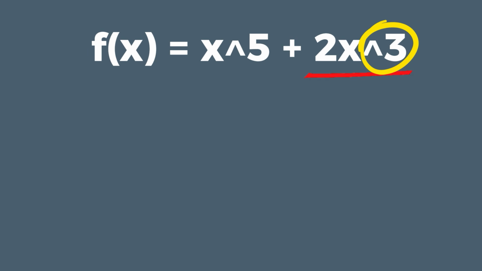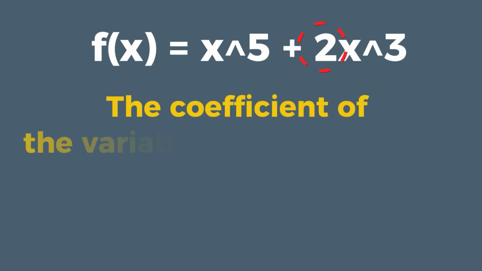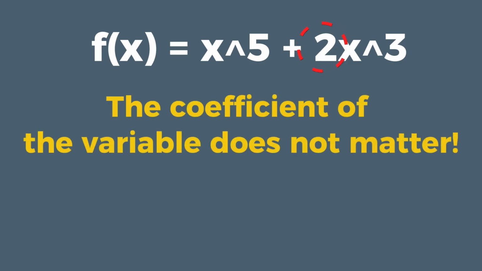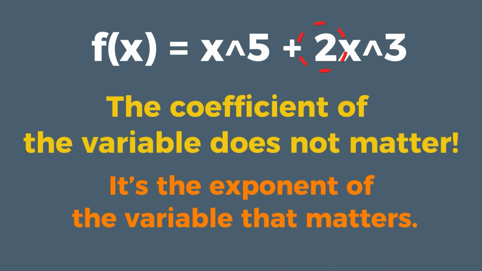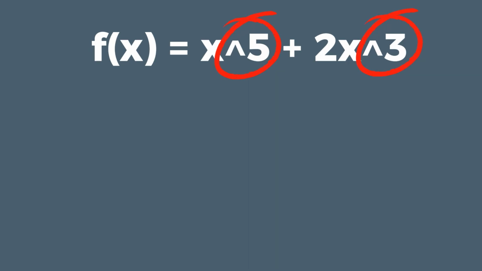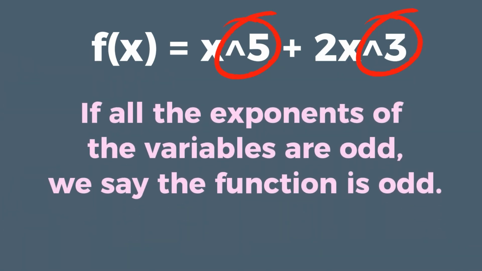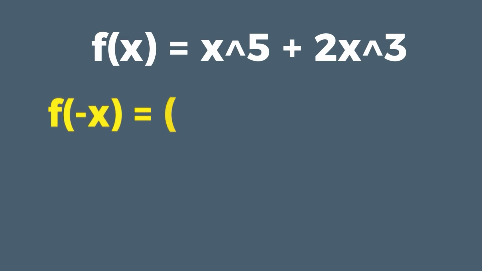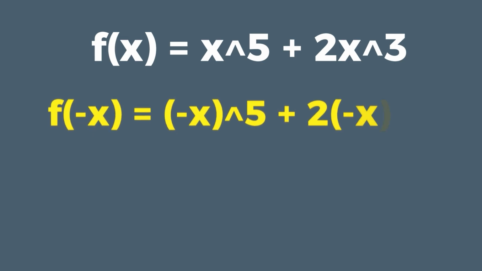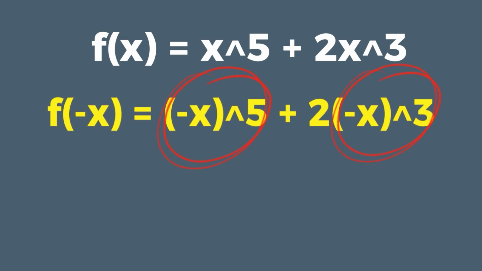So the coefficients in front of the variables do not matter. It is the exponent of the variable that matters. Because the exponent of all the terms of this function is odd, we say that this function is an odd function. Now let's prove it. Instead of x, we put negative x. Remember that whenever the number of negative factors multiplied together is odd, the result is always negative.